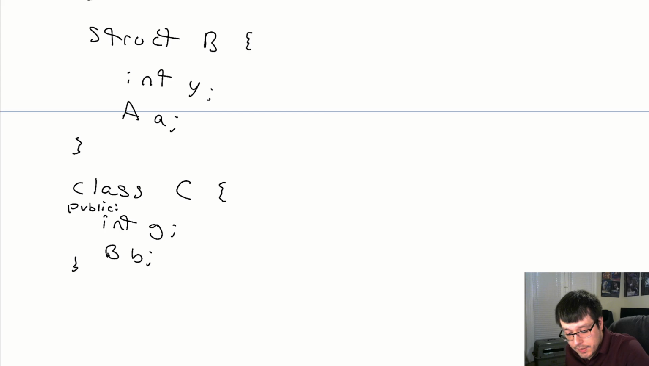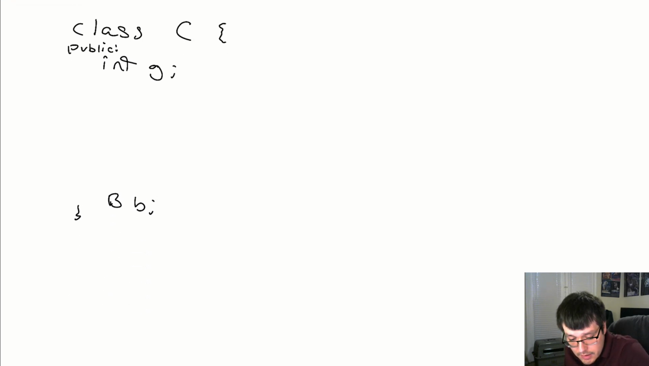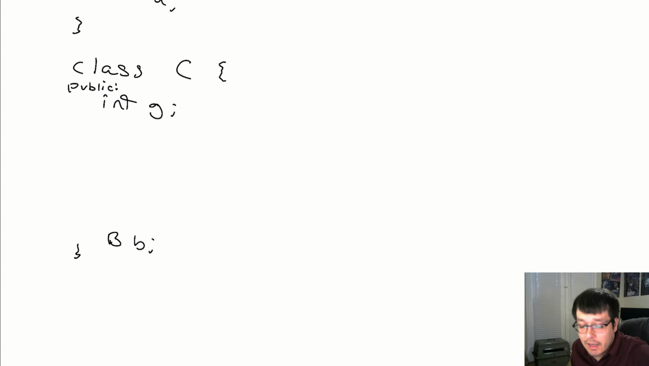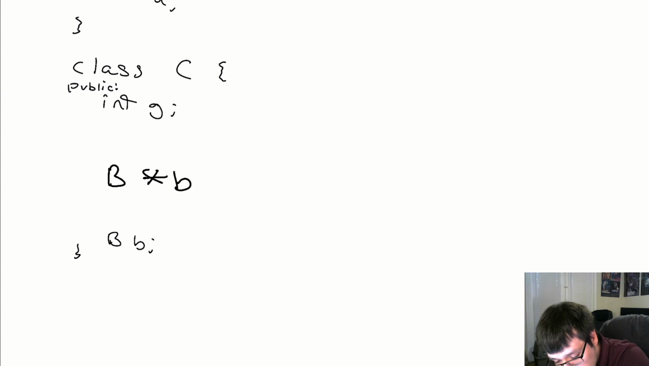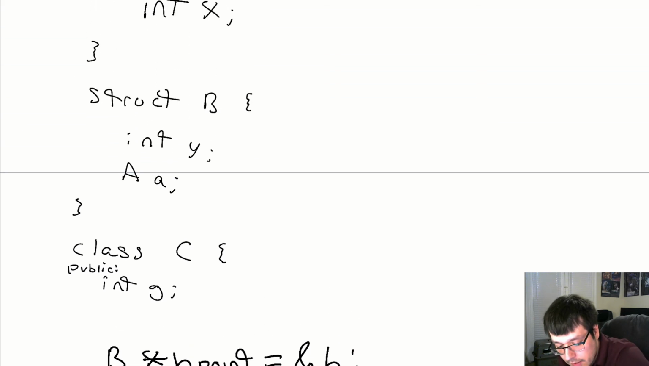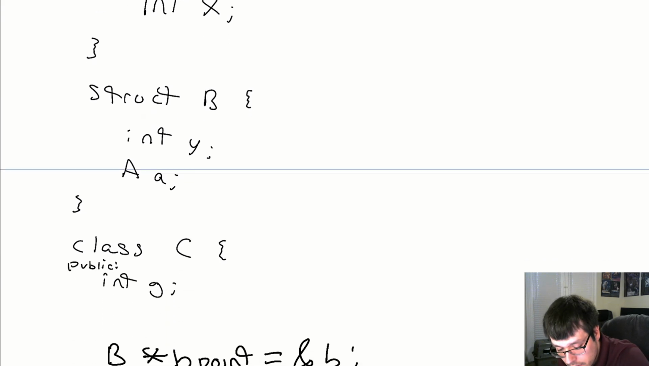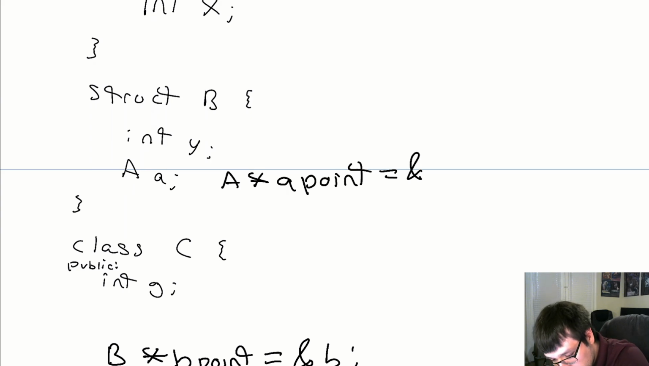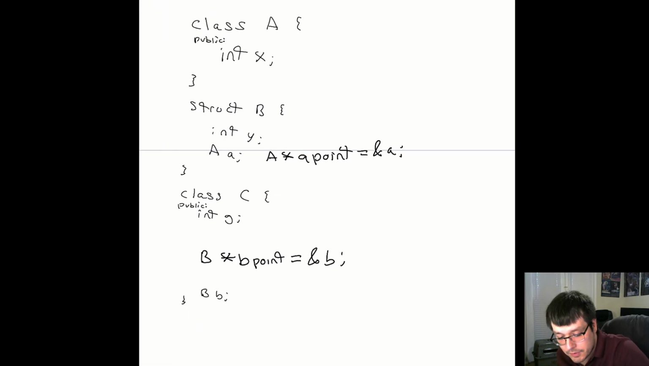Suppose that in class B, I'm going to add an extra variable in here. I'm going to add a B pointer called bPoint, and I'm going to assign that to the address of the other B, okay? So I'm making this point to this. All right? And I'm going to do the same thing with A as well. So I'm going to add in here A asterisk aPoint, get address of A. That's what I wanted to do originally, okay?